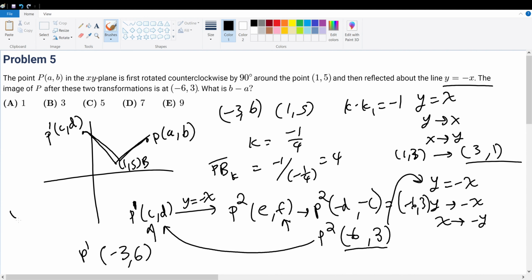So in the general form, y = 4x + b. And now we know it passes through the point (1, 5). So 1, 5, that becomes 1, this becomes 5, so b becomes 1. So the line connecting PB is equal to y = 4x + 1.